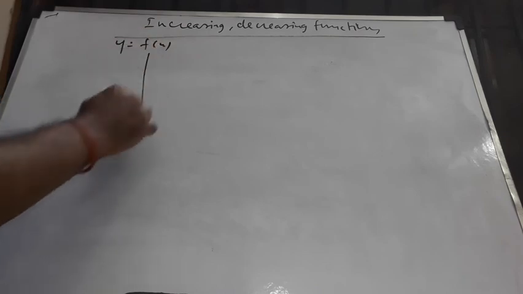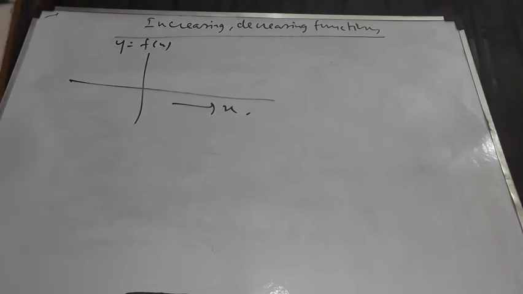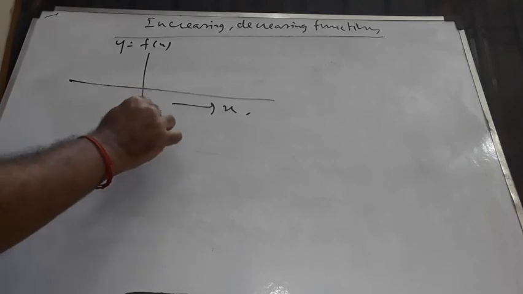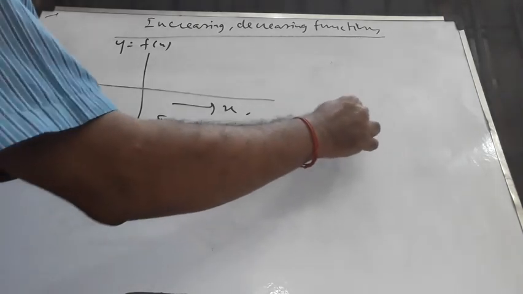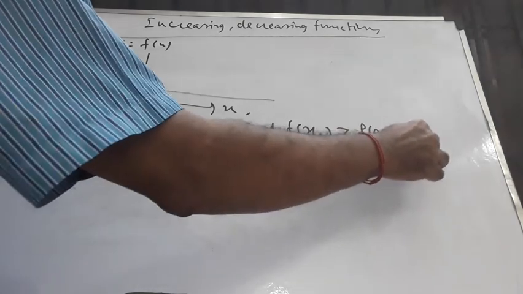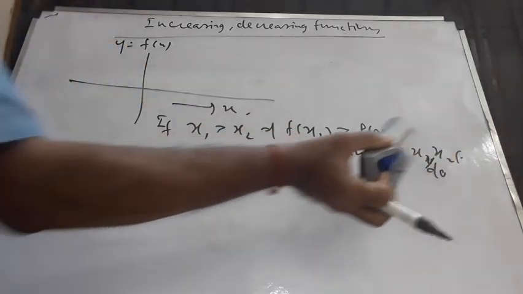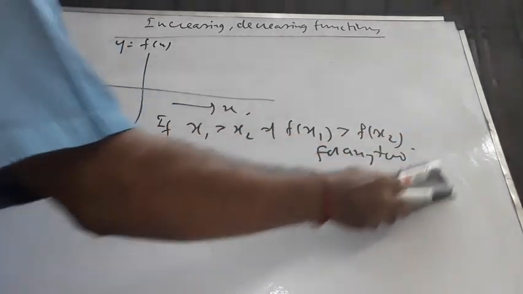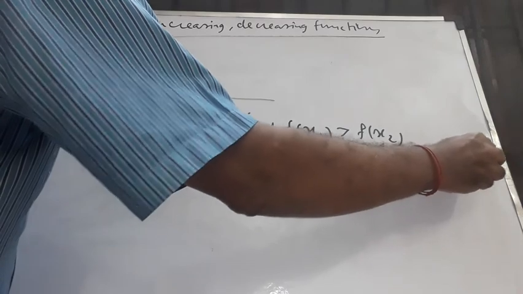Just listen carefully. If I am given a function y equals f of x, as x keeps on increasing, the value of y is also increasing. I mean to say such a function is an increasing function. How do we express it in mathematics? If x1 greater than x2 implies f of x1 greater than f of x2, for any two x1, x2 element of domain of f.